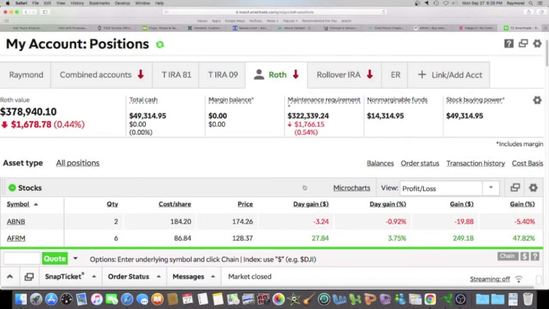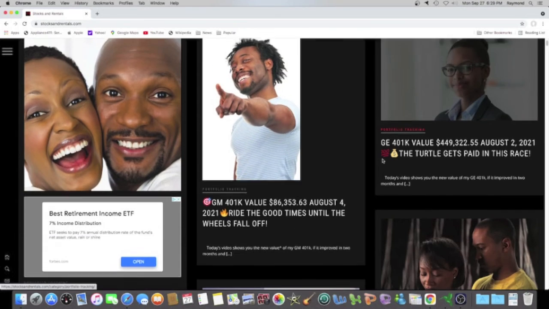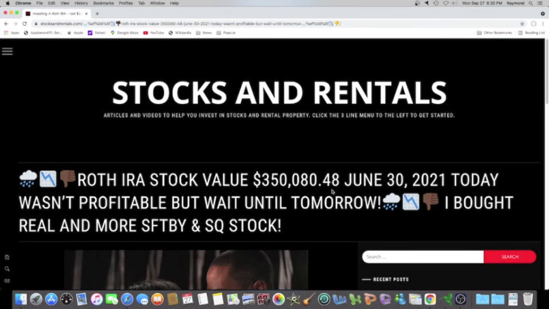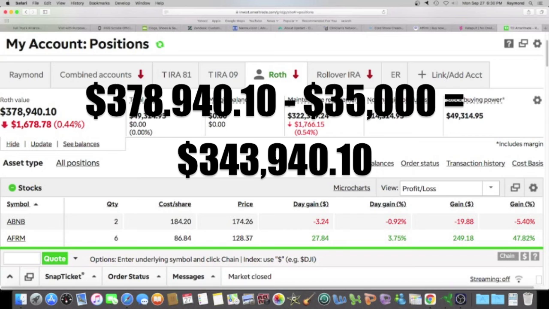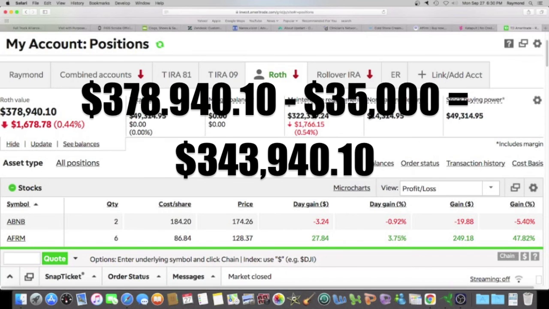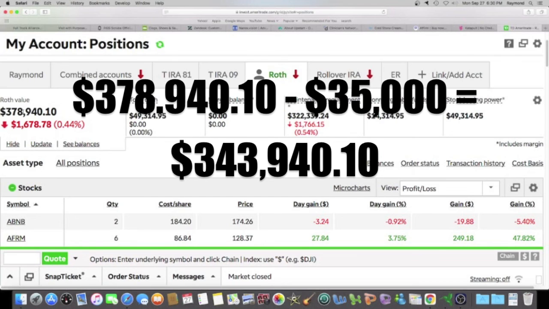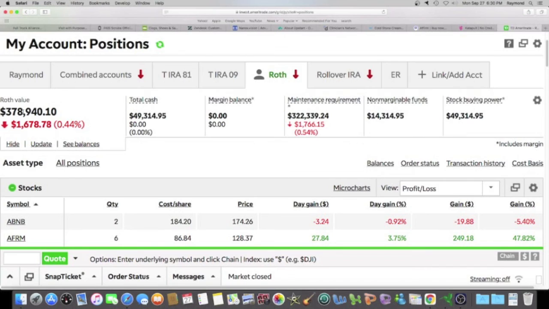So what I want to do is compare where we are now to where we were about 4 months ago. So we're going to go to stocksandrentals.com and we're going to find the last Roth IRA update, which is right here. So on June 30th, 2021, I was at $350,080.48, and bringing it back to where we are today, if I subtract the $35,000 that I put into my account to get to the value prior to that, we're at almost $344,000 and some change. And if we compare the $344,000 and some change to where we were about 4 months ago, I have lost money.